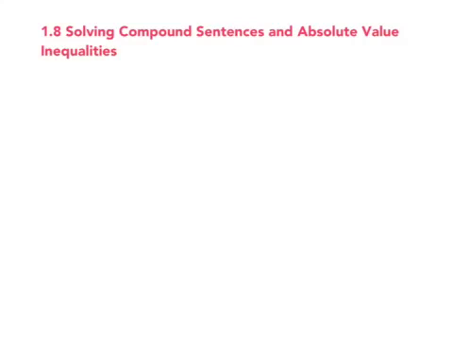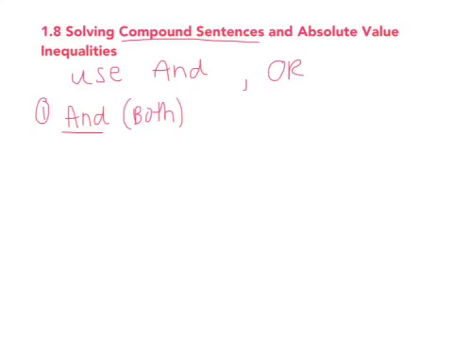Moving on to section 1.8, we will be discussing solving compound sentences and absolute value inequalities. Compound sentences use the words and or. And means both, and that our solution will have an intersection. Let's look at an example.